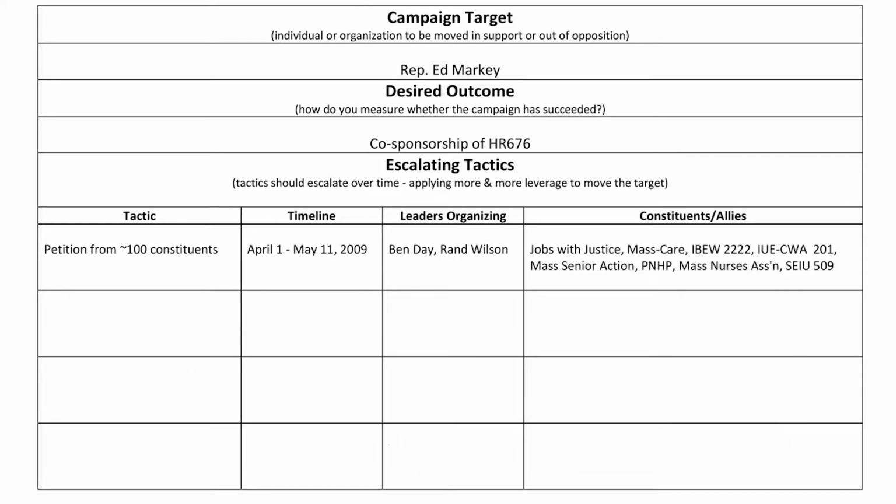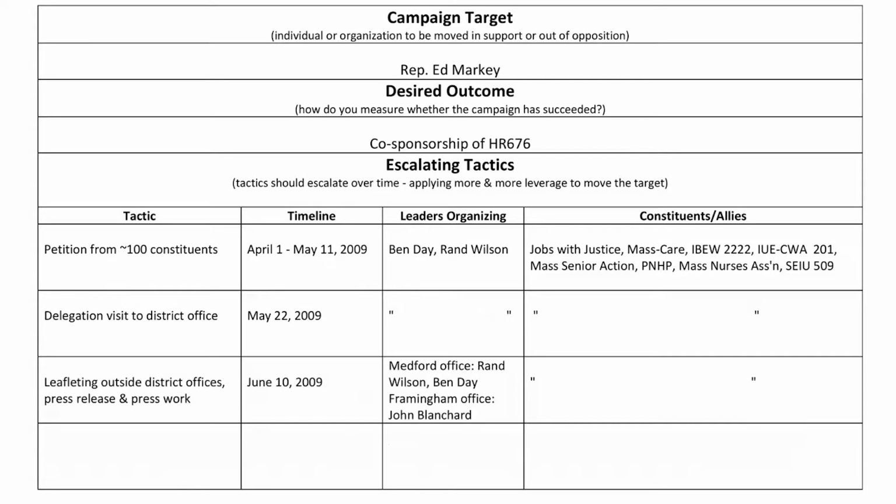Initially, we collected petition signatures from 100 constituents in the district, including some key folks working at large unions who had good relationships with the rep. Our next tactic was to organize a delegation office visit to his district offices. The third tactic, if that failed, was to leaflet outside of all of his district offices in the district. We also did a press release and some press work so that he ended up on the front page of all of the local papers just with our leafleting activities.